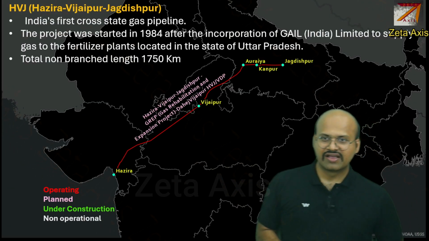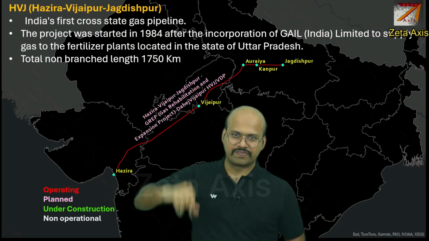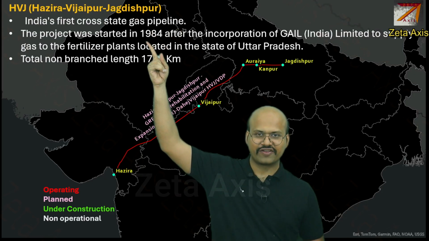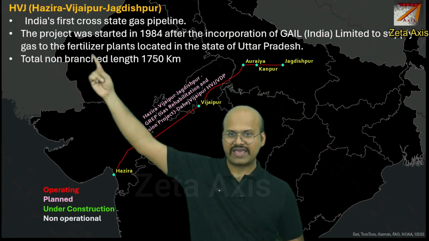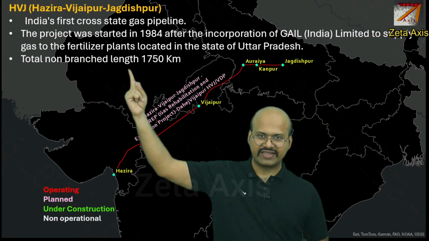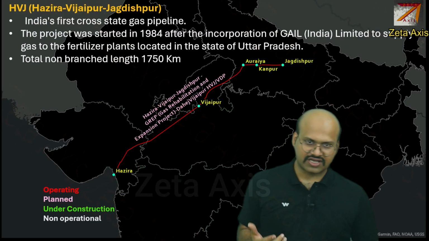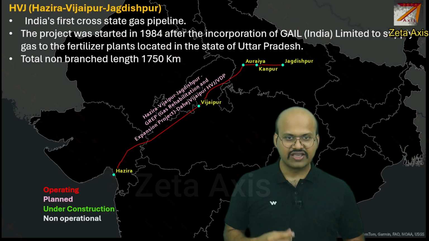The first is the HVJ or Hazira Vijaypur Jagdishpur pipeline. This is the first gas pipeline of India, which was started in 1984 after the incorporation of GAIL, and it aimed to supply gas to fertilizer plants located in Uttar Pradesh. The total length is 1750 km. This is the non-branched length. If branches are counted, then it increases above 3000. This is a very important gas line.